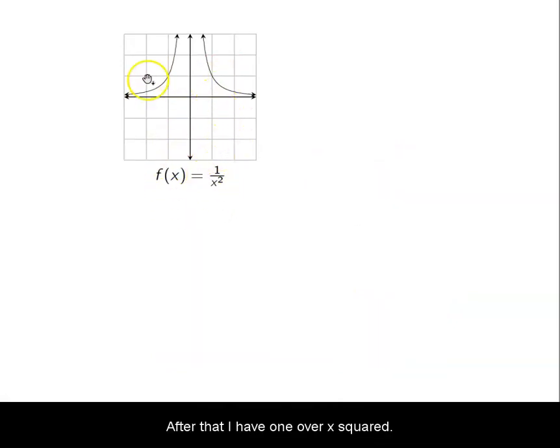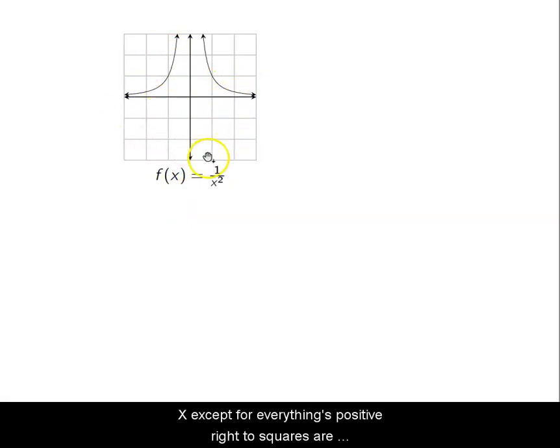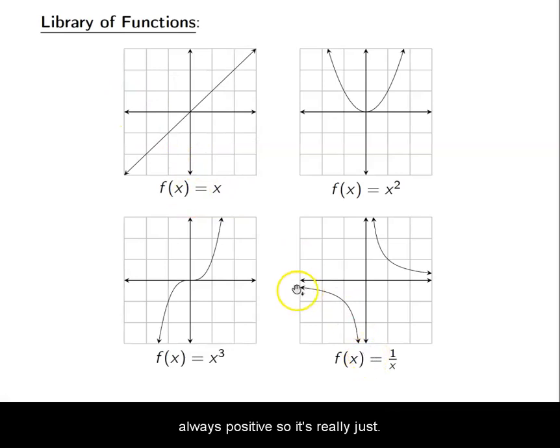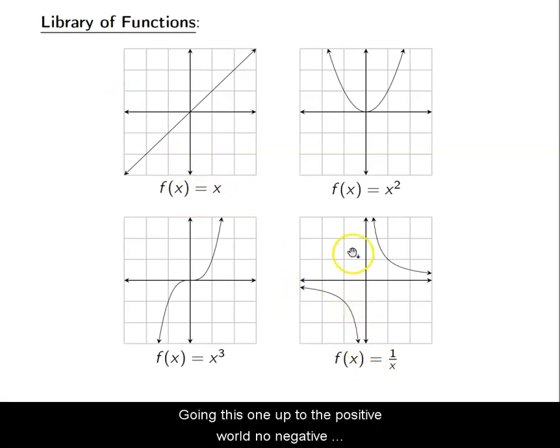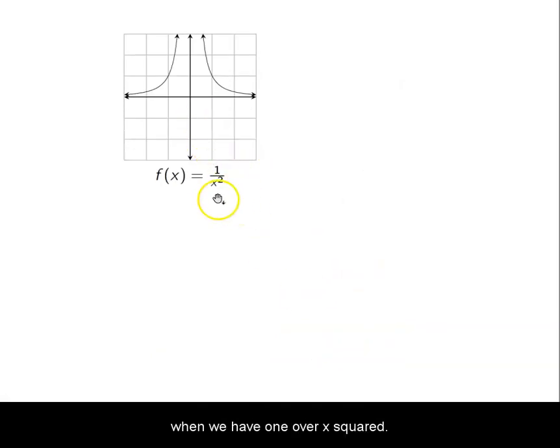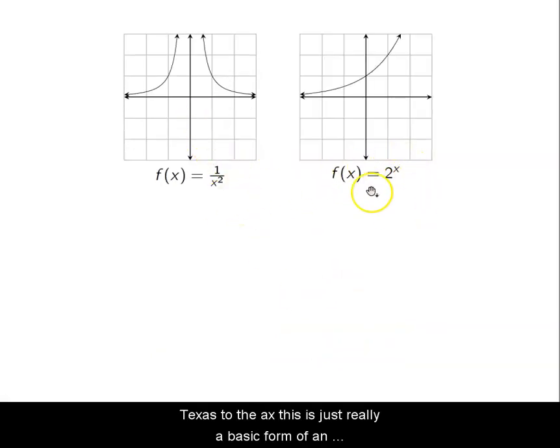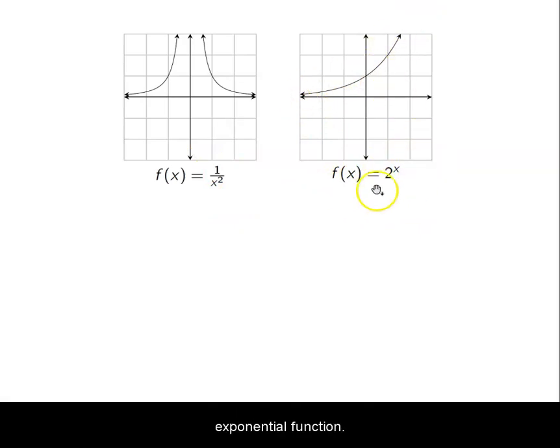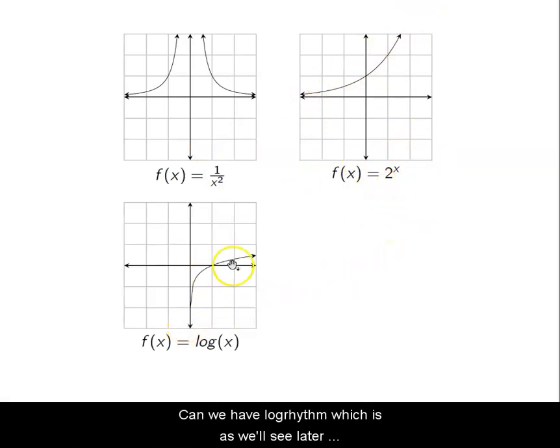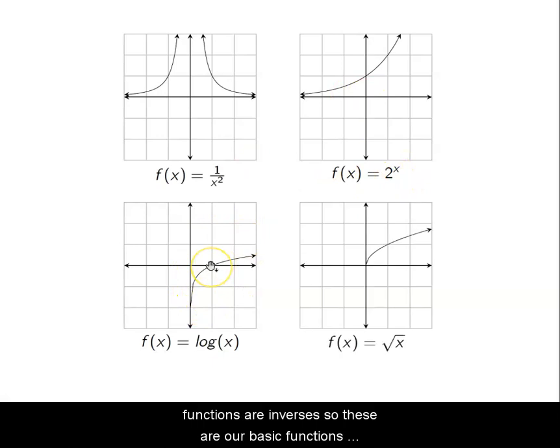After that, I have 1 over x squared. Basically, it's the same thing as 1 over x, except for everything's positive, right? Because squares are always positive. So it's really just pulling this one up to the positive world, no negatives, when we have 1 over x squared. Next is 2 to the x. This is just really a basic form of an exponential function. Then we have logarithm, which is, as we'll see later, they're inverses of each other. Not necessarily these two, but logarithms and exponential functions are inverses. So these are our basic functions.